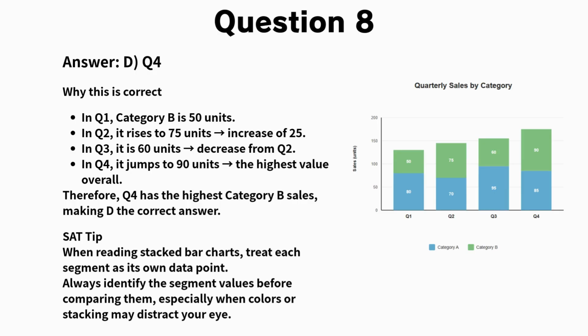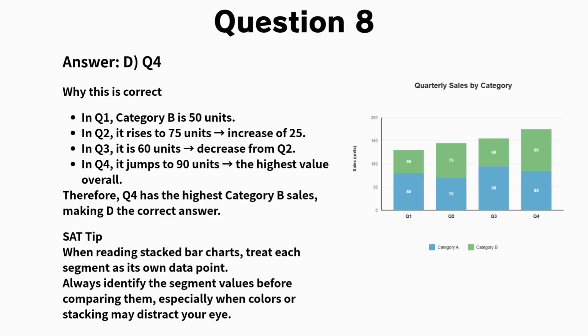Comparing all 4 quarters, 50, 75, 60, and 90. The maximum is 90 in Q4, making D the correct answer. Here's a crucial SAT tip for stacked bar charts. When reading stacked bar charts, treat each segment as its own data point. The key is to identify the individual segment values before comparing them, especially when colors or stacking patterns may distract your eye.